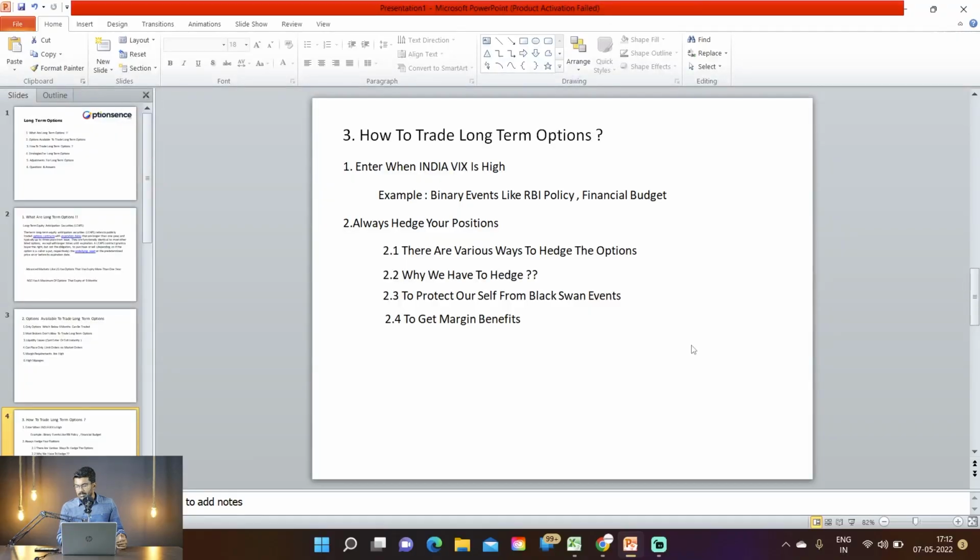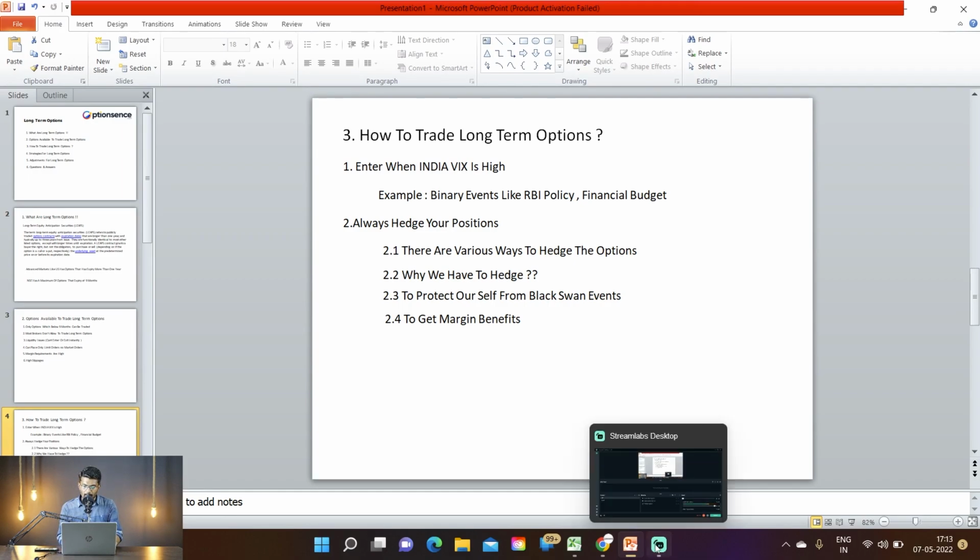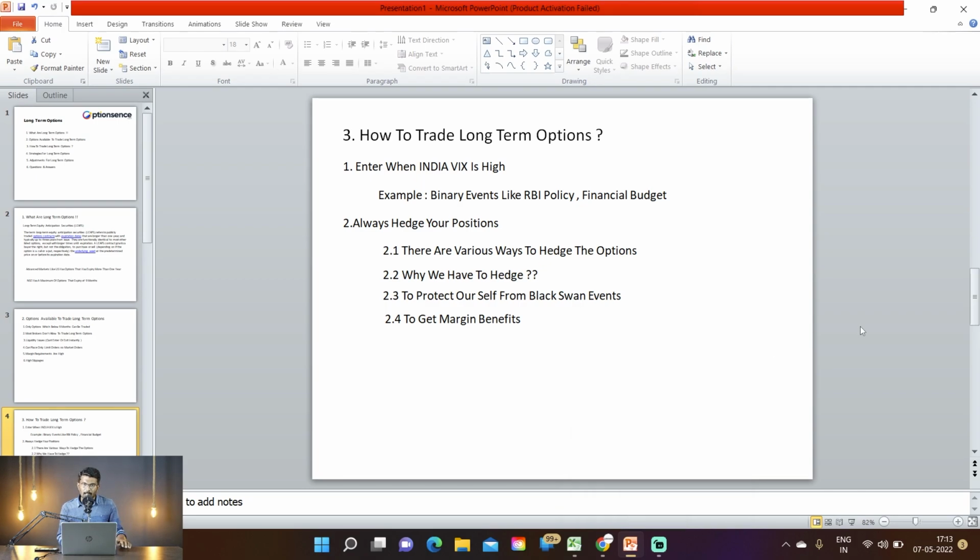And not only that, there are different things on how and when you should deploy a long term option. Like you can deploy a long term option when there is a binary event. So what are the binary events? Maybe our friend the RBI governor is coming out with some repo rate increase, interest rate increase, like what happened last week. In those times you can sell a long term option.